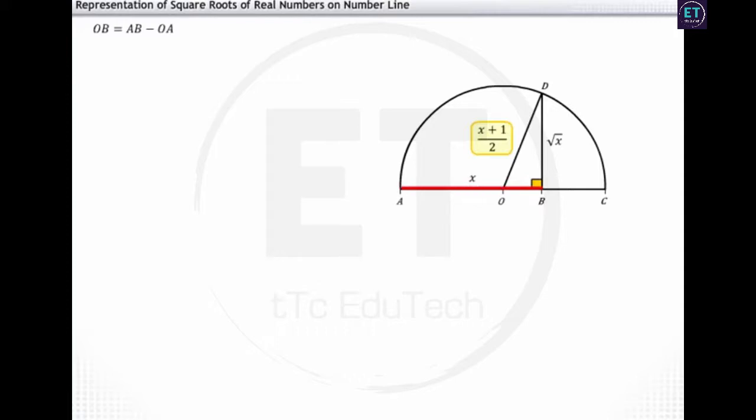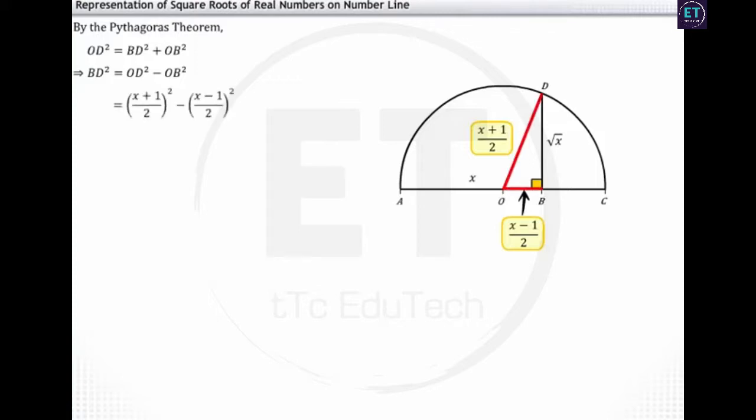Now OB is equal to AB minus OA. Substitute the values of AB and OA. Let's simplify this. Thus, OB is equal to (x - 1) divided by 2. Applying the Pythagoras theorem on triangle OBD, we have OD square is equal to BD square plus OB square. This can also be written as BD square is equal to OD square minus OB square. Let's substitute the values of OD and OB in this equation. Let's simplify this.